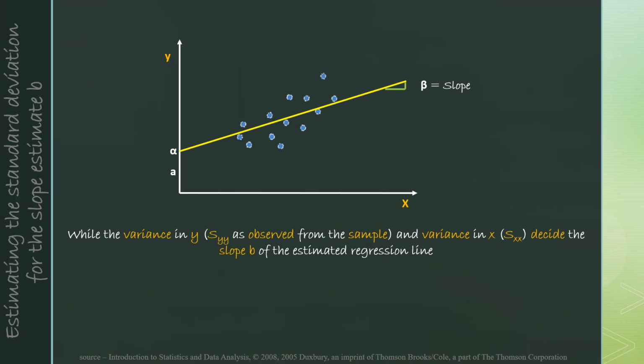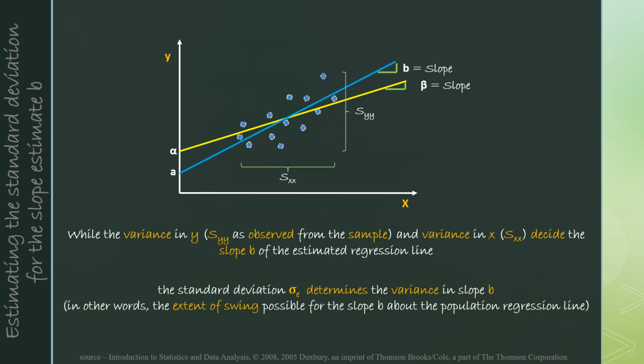While the variance in y calculated using Syy as observed from the sample and the variance in x calculated using Sxx from the sample decide the slope b of the estimated regression line, the standard deviation sigma e determines the variance in slope b. In other words, the extent of the swing possible for the slope b about the population regression line.